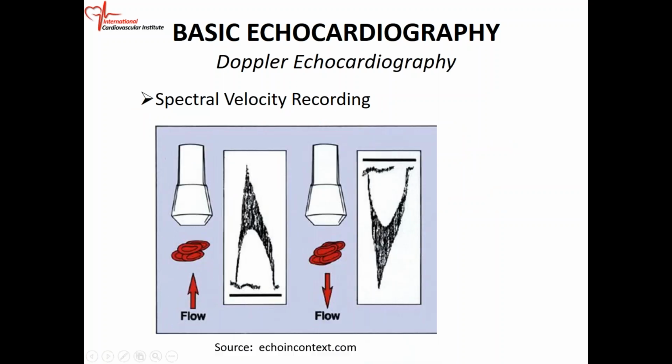So this is what we mean. This is your ultrasound probe or transducer. If the blood is flowing towards the transducer, and this is the baseline, you're going to get a positive velocity. It's going to be above the baseline. If the blood is moving away from the transducer, this is your baseline, it's going to be below the baseline, a negative velocity.